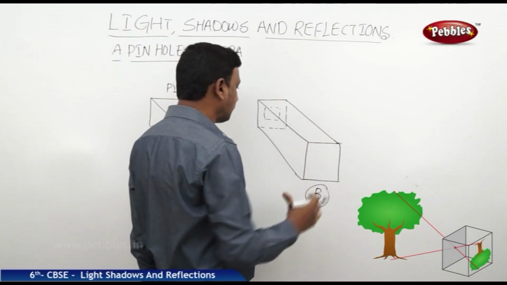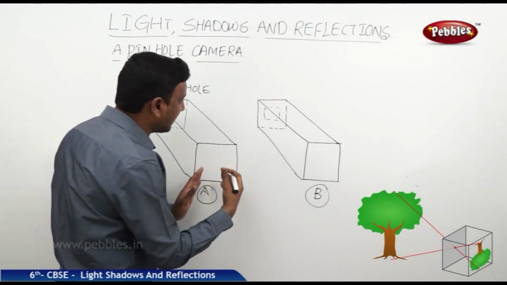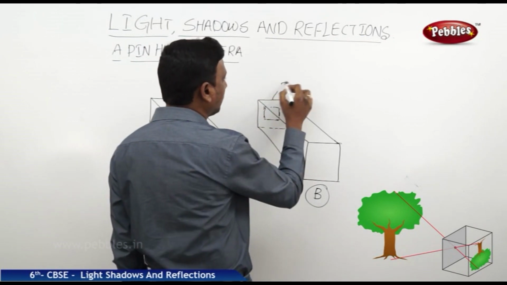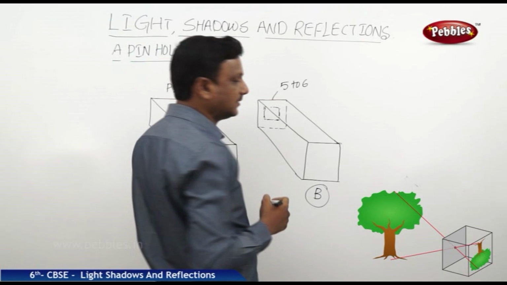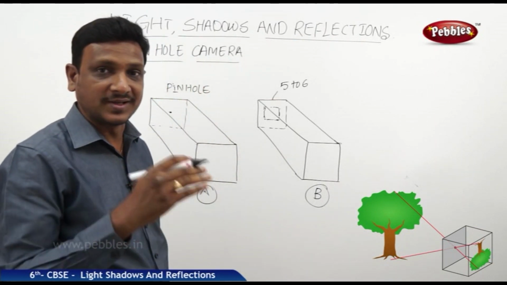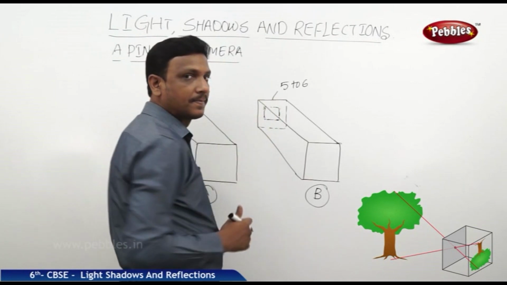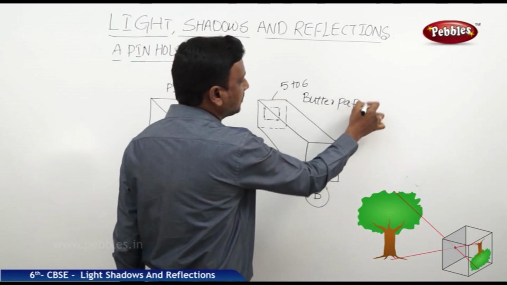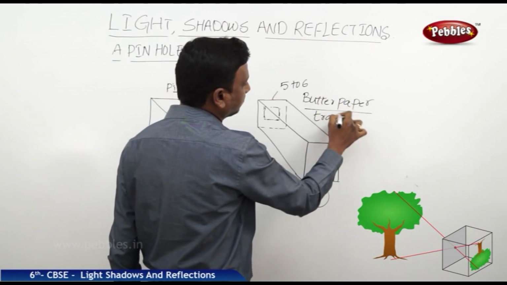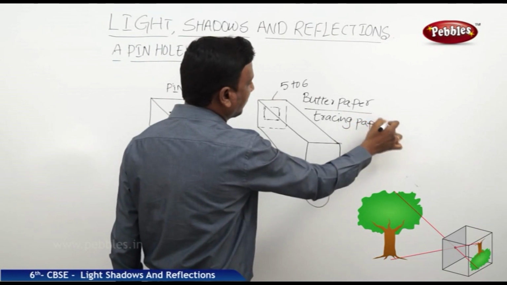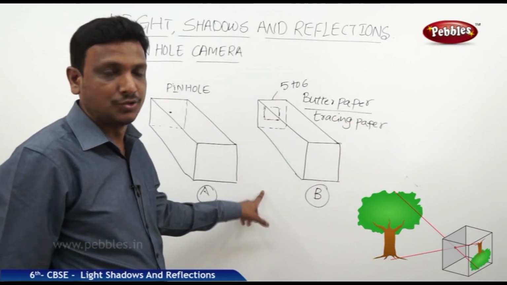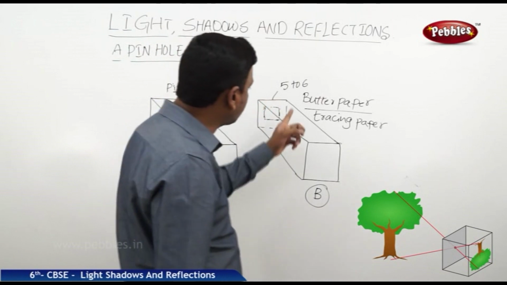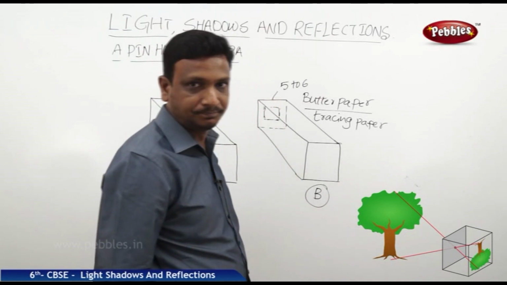Whereas in the inner one, the second box which you are going to keep inside that particular box, at the back side you have cut a square, 5 to 6 centimeter. After cutting the square, you pasted one butter paper. This is also called tracing paper. You have pasted it to the inner box, not the outer box. The outer box has one hole, that is the pinhole. The inner box has a cutting that is covered by a tracing paper.